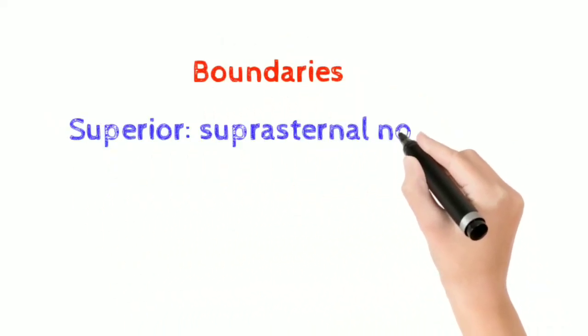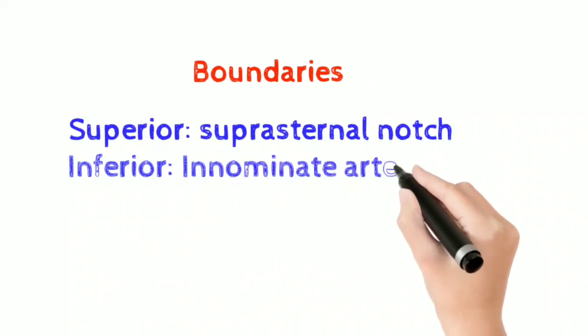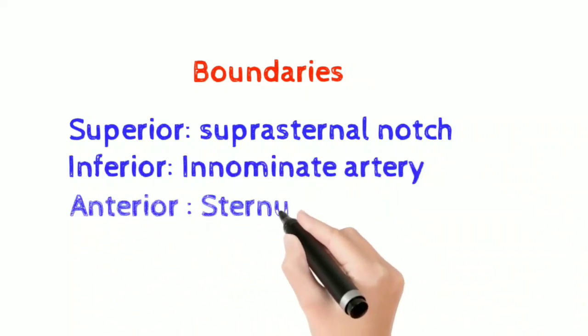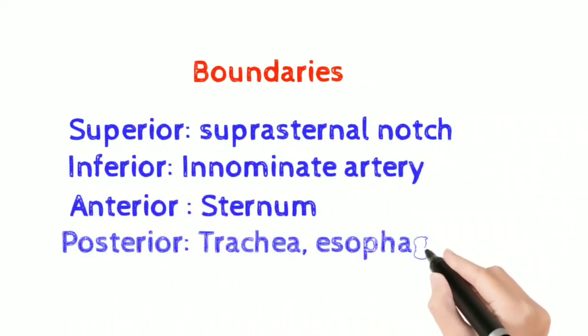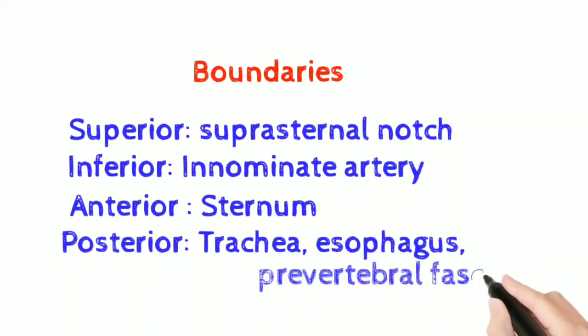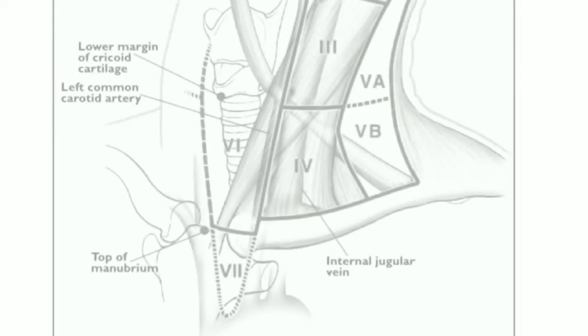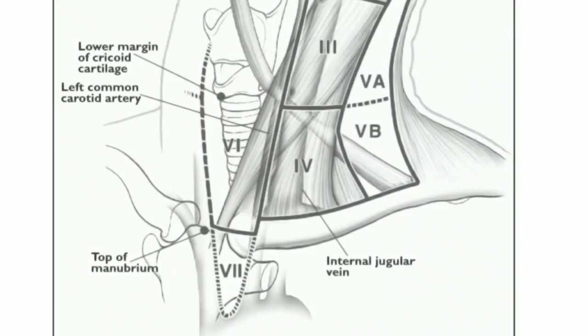Superiorly, it is bounded by the suprasternal notch, inferiorly by the innominate artery, anteriorly by the sternum, and posteriorly by the trachea, esophagus and prevertebral fascia. Let's look at the picture. So superiorly by the suprasternal notch, inferiorly by the innominate artery, anteriorly by the sternum, and posteriorly by the trachea, esophagus and prevertebral fascia.